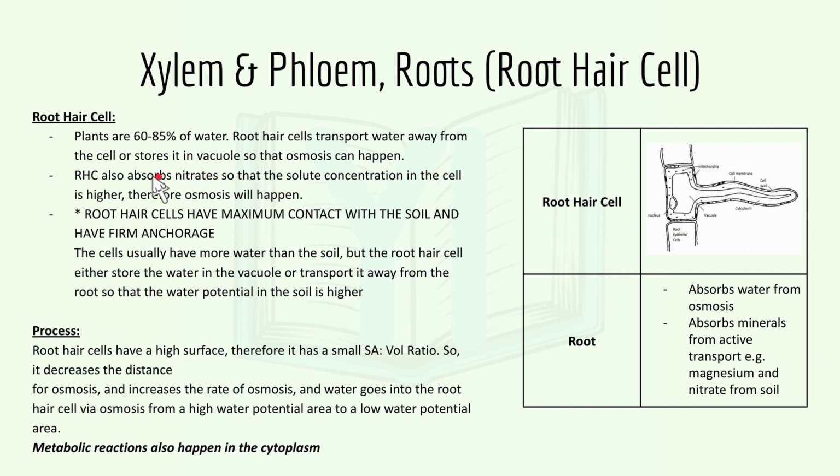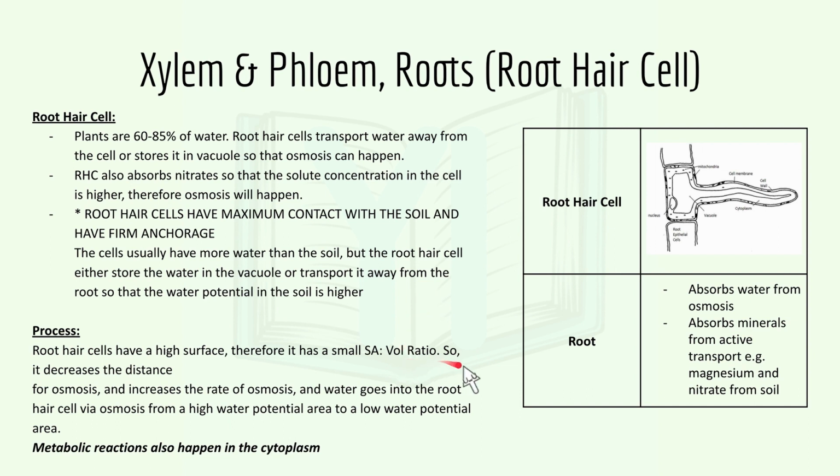And the root hair cell also absorbs nitrate so that the solute concentration in the cell is higher, therefore osmosis will happen. Root hair cells have maximum contact with the soil and have firm anchorage. And the cells usually have more warm water than the soil, but the root hair cell either stores the water in the vacuole or transports it away from the root so that the water potential in the soil is higher than the root hair cell, so that water can flow in through osmosis.